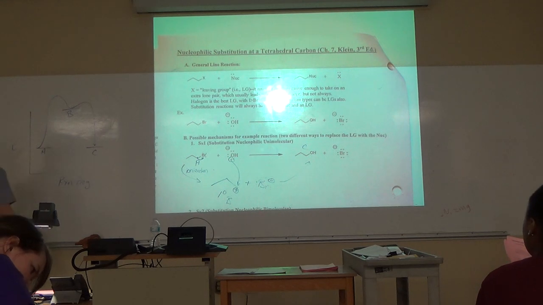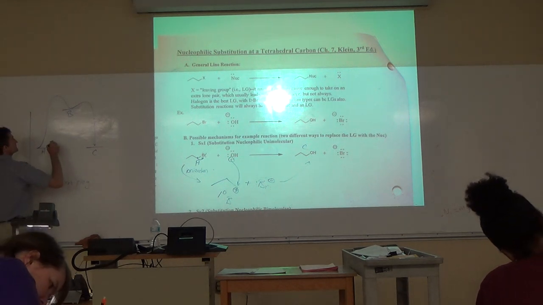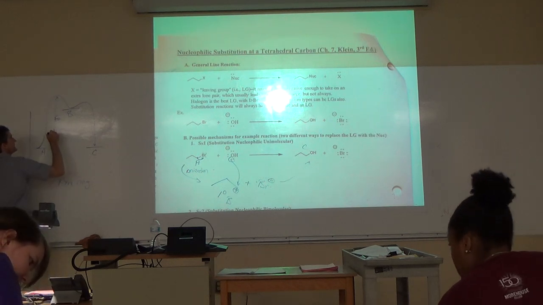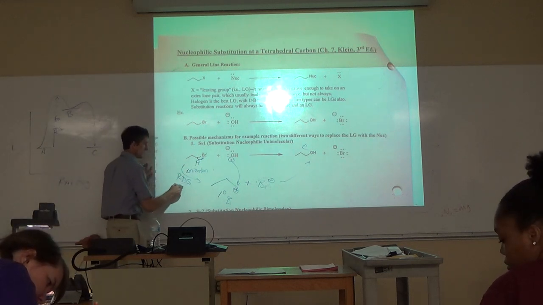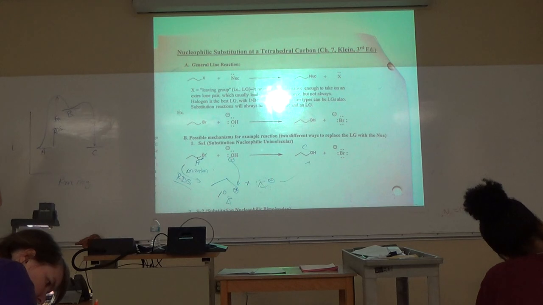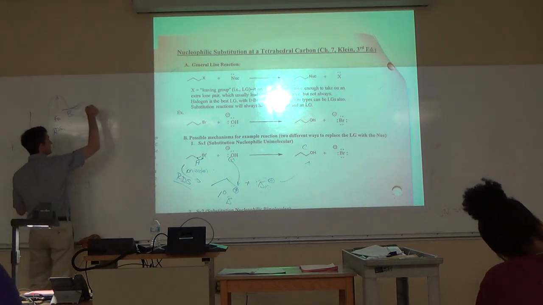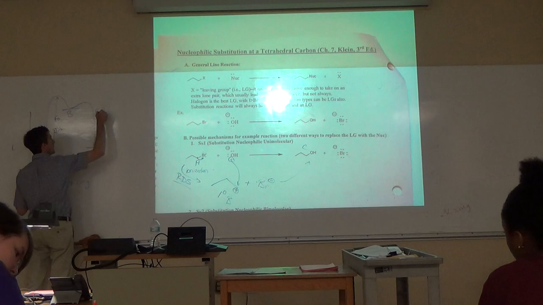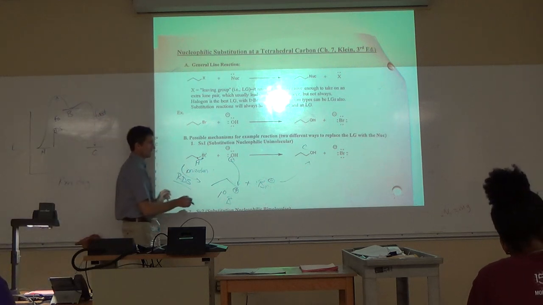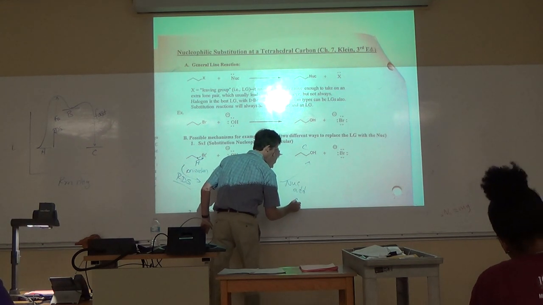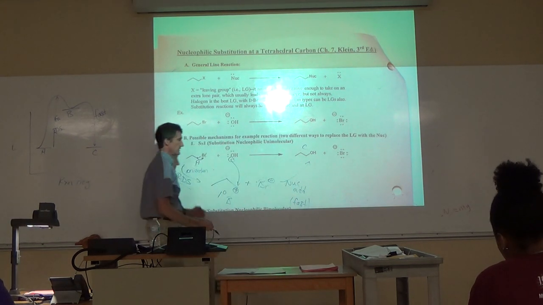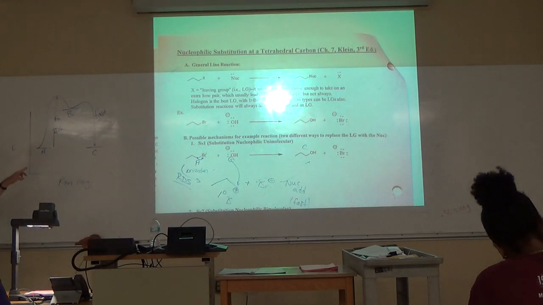Which is the rate determining step? There's your activation energy for that step. This is your rate determining step, formation of the carbocation. Typically that is your rate determining step in that mechanism. This second step would be called what? Fast, yeah. Let's call that nucleophilic addition. Fast. Ionization followed by nucleophilic addition, you get that?